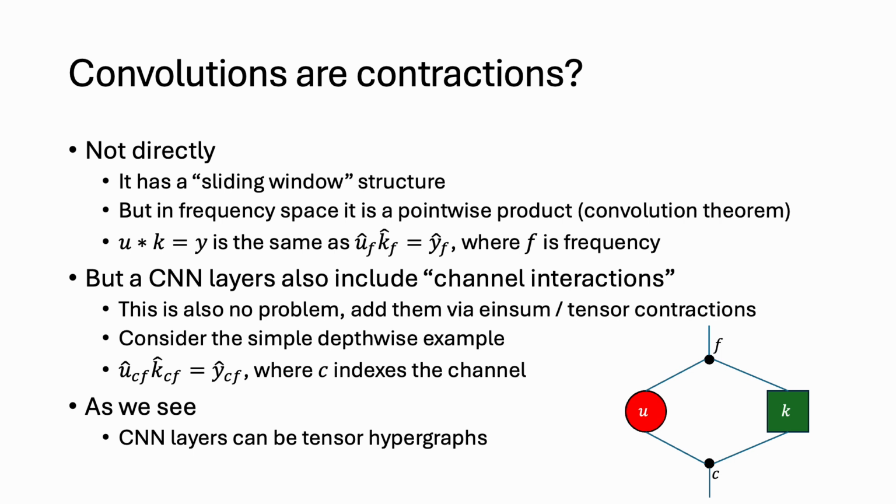For example, if you look at the simplest depthwise example, where C is a channel index, you get two independent branches, one for channel and one for frequency, which you can see in the tensor network figure.